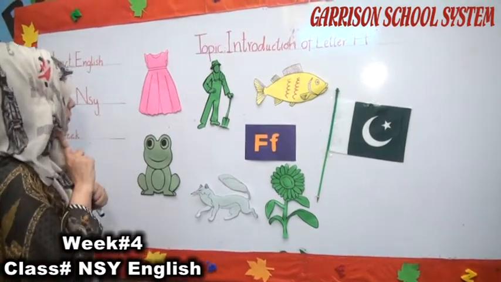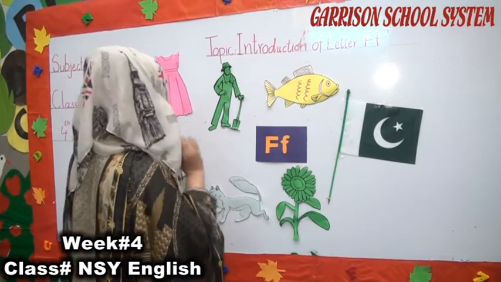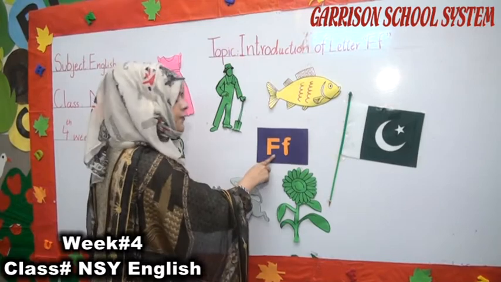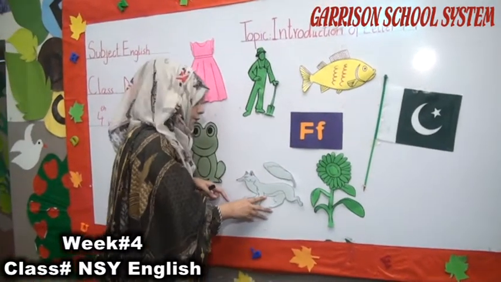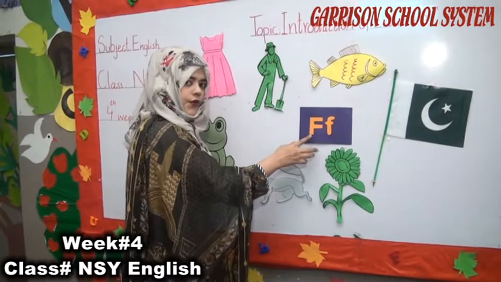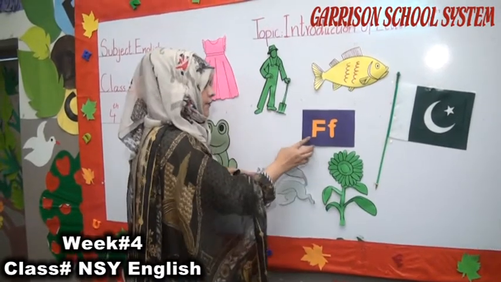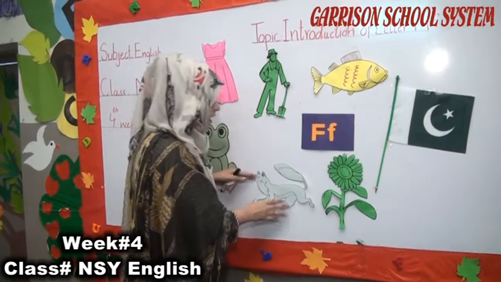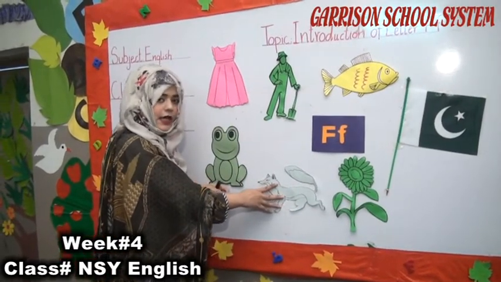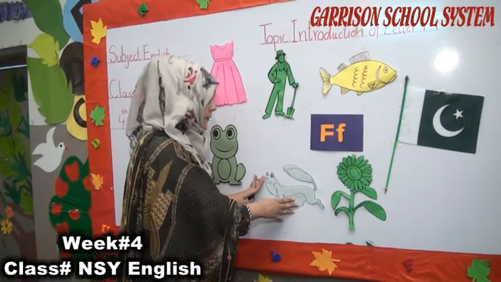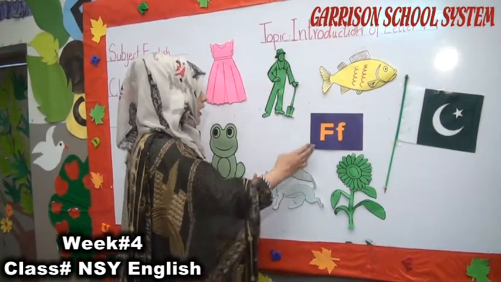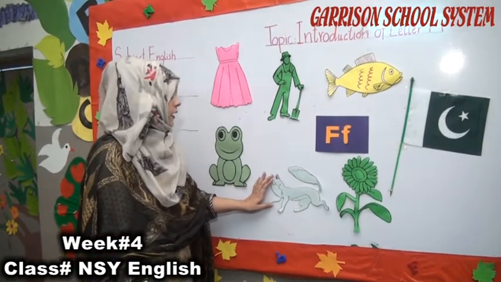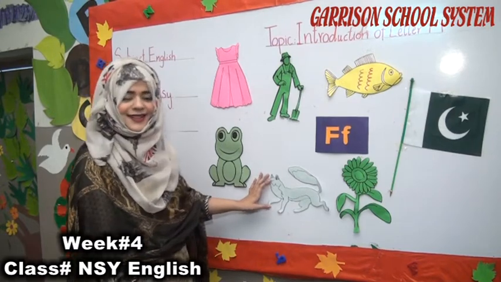And what should we learn now? We should learn this one or this one. I think this one. F, fox. It lives in the jungle. It hunts different animals like rabbits. F, fox. It's a very clever animal.